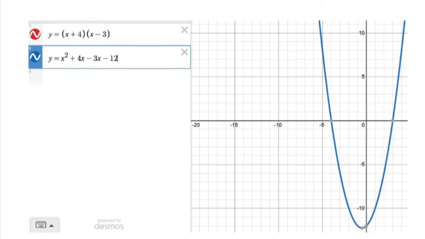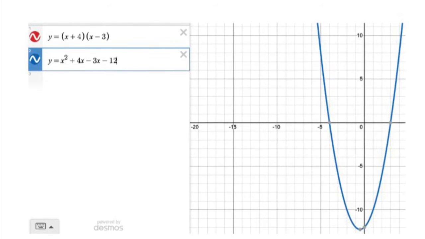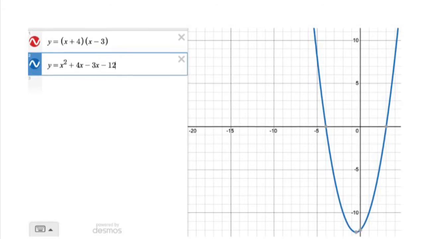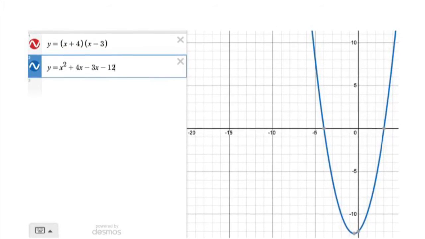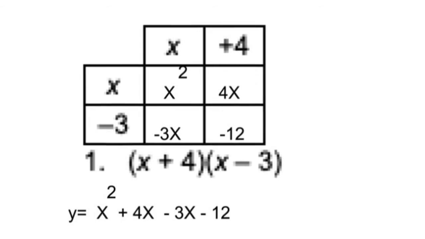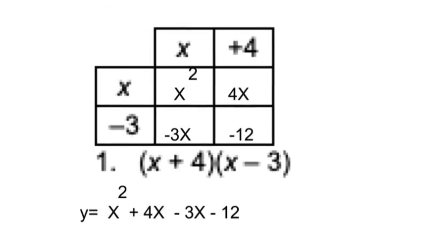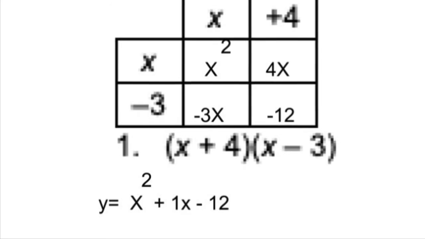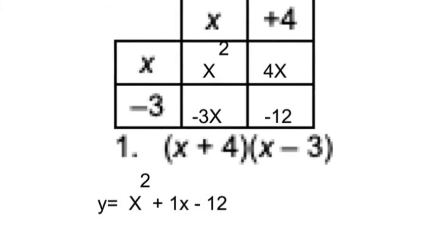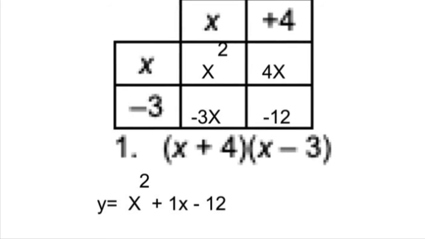So I've gone to Desmos and I've graphed them. And I can see that, yes, they are the exact same graph. I only see one graph. The blue graph is covering the red graph. Now, I want you to notice, though, that that equation at the bottom is not really simplified yet. I still need to put the like parts together. So the 4x and the minus 3x can be simplified together. If I have 4x minus 3x, I really just have 1x. So I'm going to write the equation y is equal to x squared plus 1x minus 12.